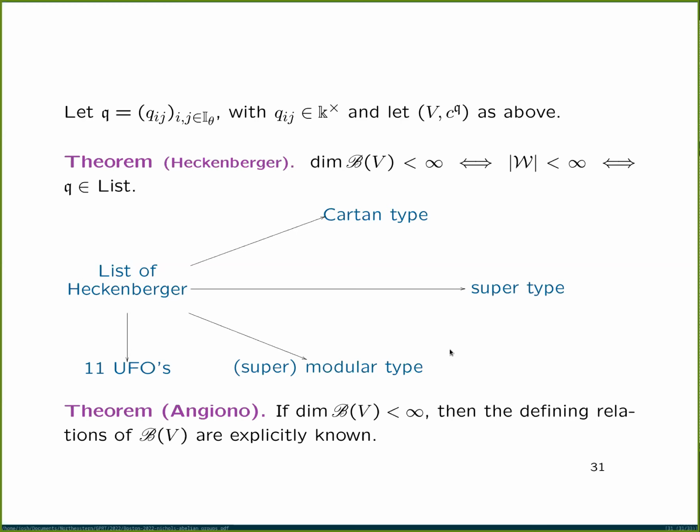But then we realized there are other interesting examples in positive characteristic. There are some Lie superalgebras which are also of contragredient type, and these also have a Weyl groupoid, and we found out that these Weyl groupoids can be realized in the list of Heckenberger. So this is the next class. And finally, there are 11 which we do not know where they come from. Maybe we will find out at some moment.